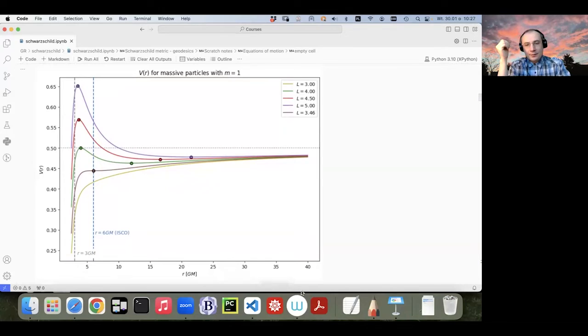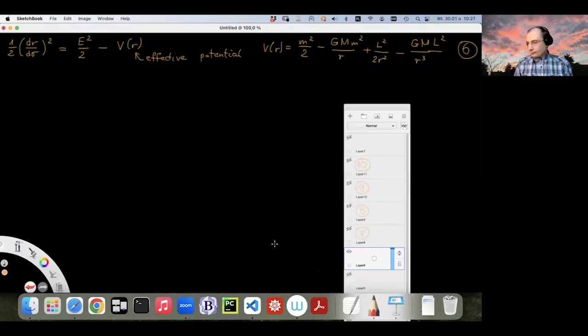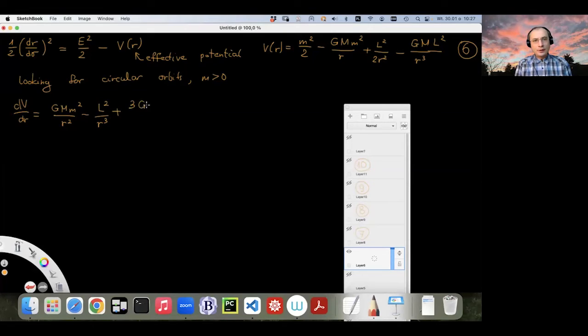Okay, let's go back to our calculations. So we are looking for circular orbits of massive particles. dV over dr, that's just GM m squared over r squared minus L squared over r to the power of 3 plus 3GM.